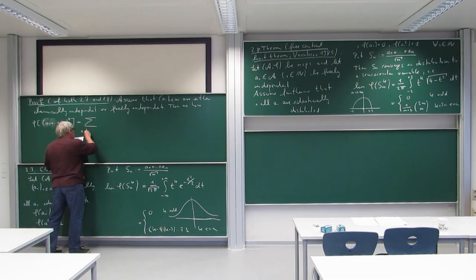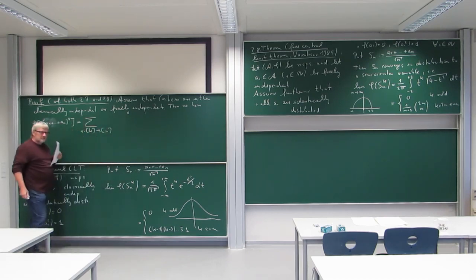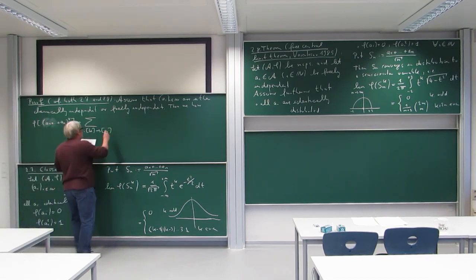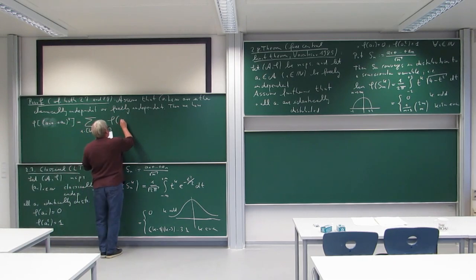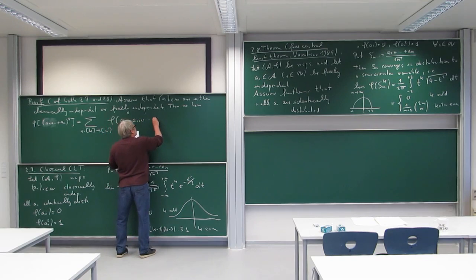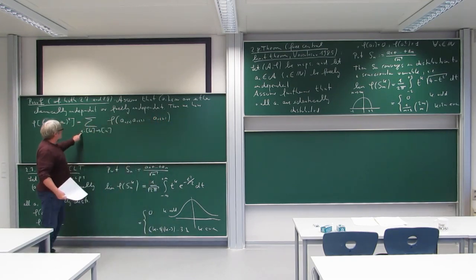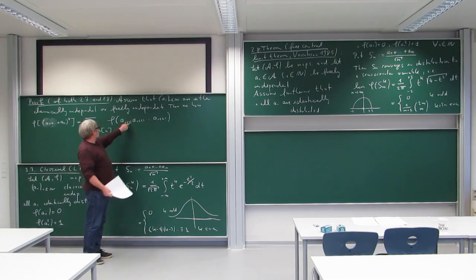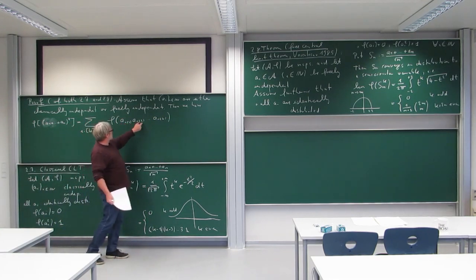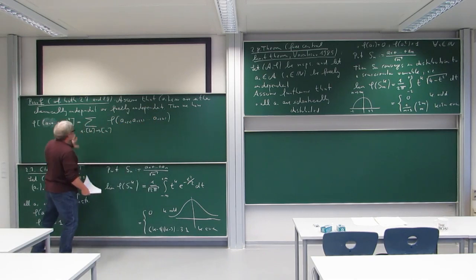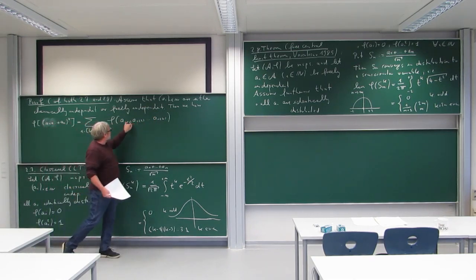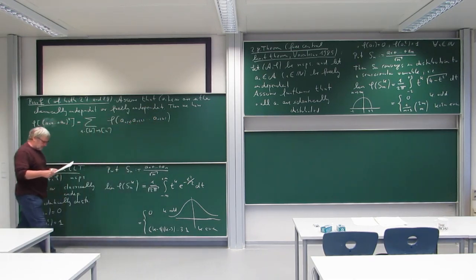Which is a multi-index, or I as a function from the set {1,...,k} to the set {1,...,n}. This is nothing else than a multi-index. And here I get φ of (a_{i1}, a_{i2}, up to a_{ik}). So this I is my multi-index. Each entry is a number between 1 and n, and I have to sum over all possibilities of the distribution of the i's here.